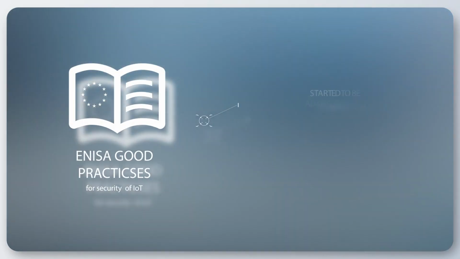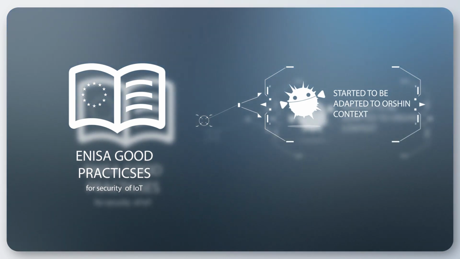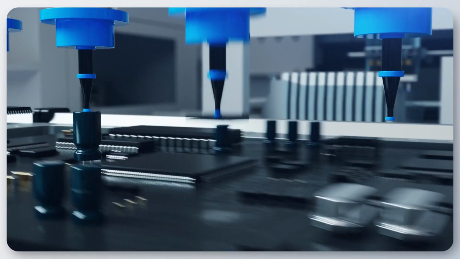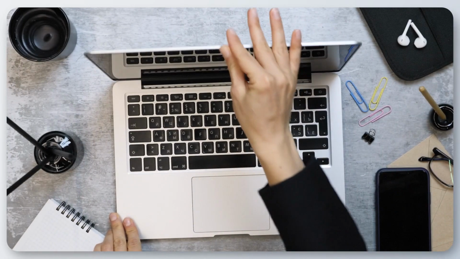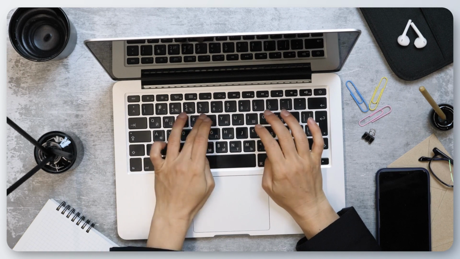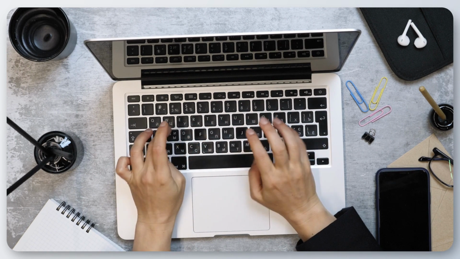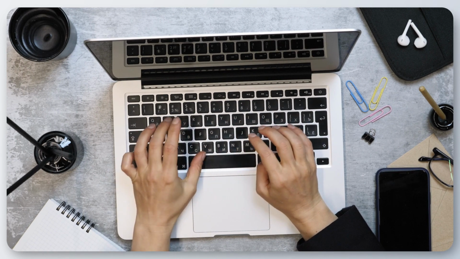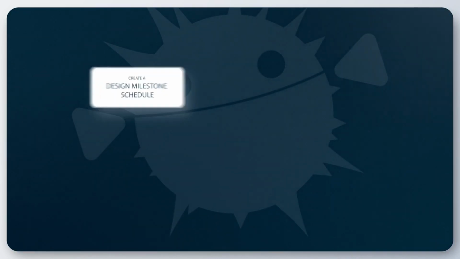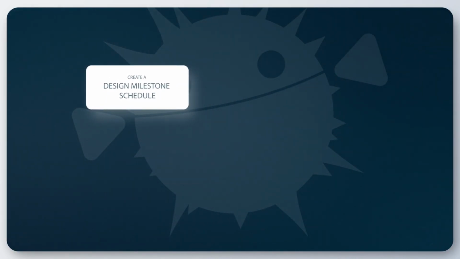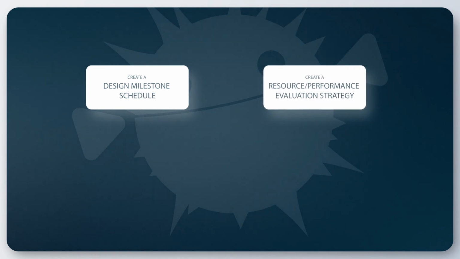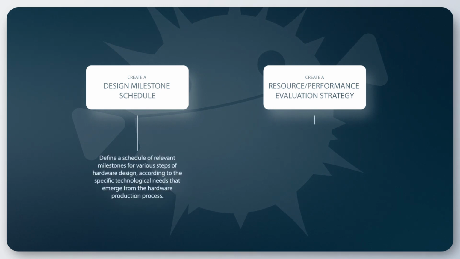Also, the ENISA Good Practices for Security of IoT was started to be adapted to the ORSHIN context to provide a more precise description. There are specific requirements pertaining to hardware design and open source. Therefore, we plan to draft a document that outlines the points related to these areas. For example, here are 2 potential requirements among many: to create a design milestone schedule, and to create a resource or performance evaluation strategy. The aim of ORSHIN would be to create a clear description for all requirements so that everyone knows what is intended.